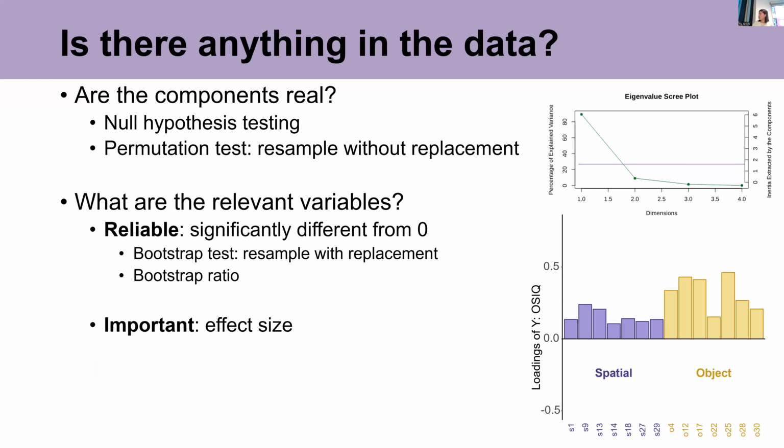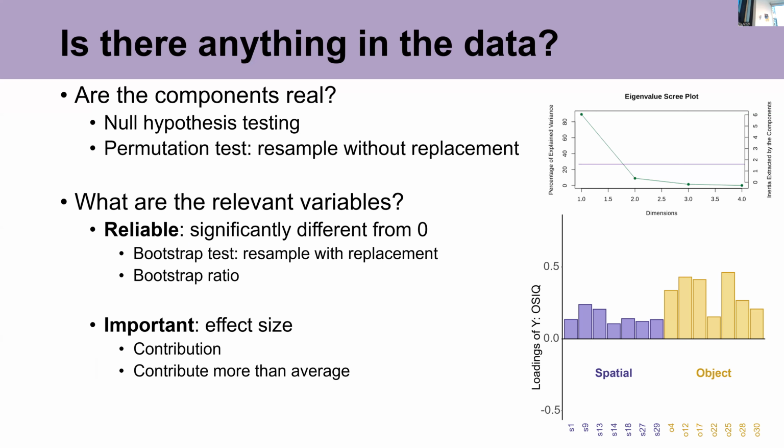The other thing is how important they are. That gives you the effect size. So we look at contributions, and contributions is the squared loadings. It tells you the amount of variance that each variable contributes to this dimension. And we look at which of these variables contribute above average.